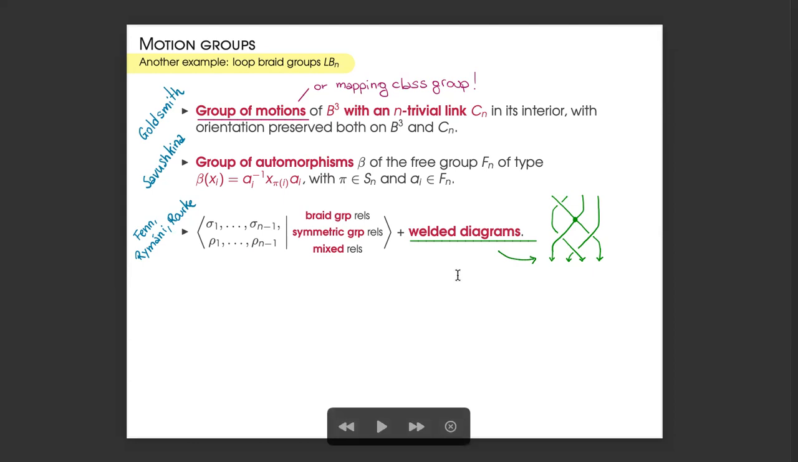Moreover, as for the braid group, we can associate an elementary diagram to every generator and write the relations in terms of diagrams. In this form, these groups appeared in the literature with the name welded braid groups. For every sigma generator, we will associate these classical crossings, such as the braid ones. And for every rho generator, we will associate these dot crossings.